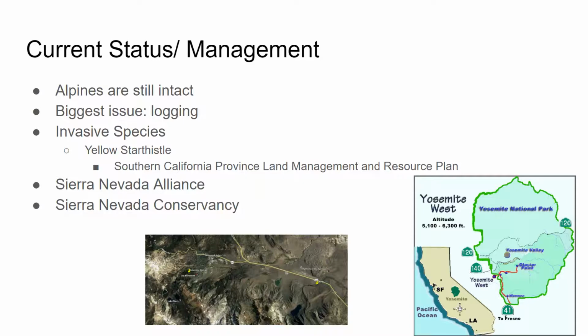And some of the problems the alpines are facing is invasive species, which is the yellow star thistle. The yellow star thistle is widespread throughout California, and there's an eastward leading edge in the Sierra Nevada. Within the last 20 years, this yellow star thistle has increased from 1 to 12 million acres. And the government right now are implementing weed management strategies such as the Southern California Province Land Management and Resource Plan.